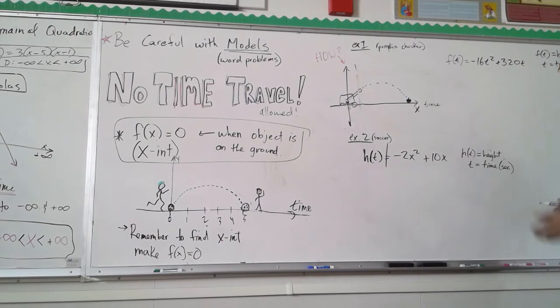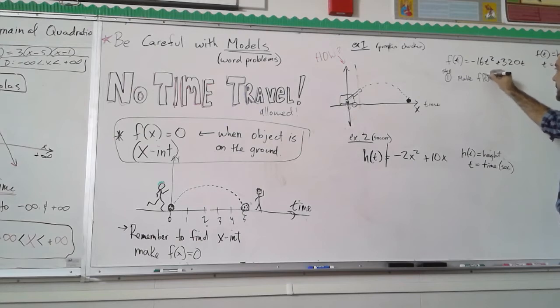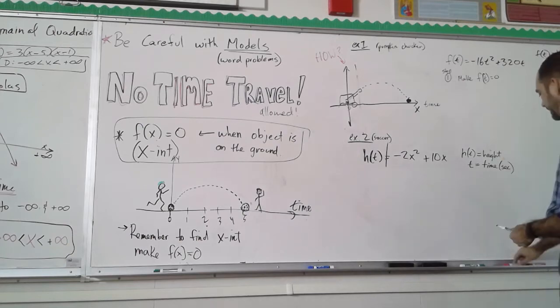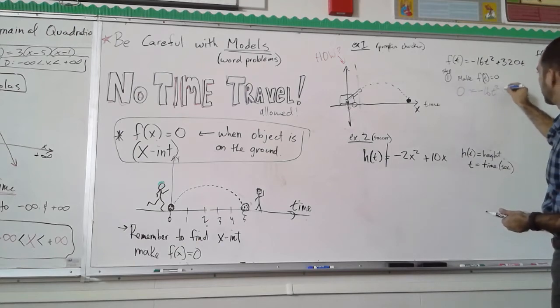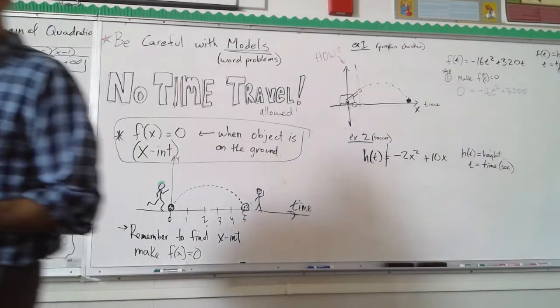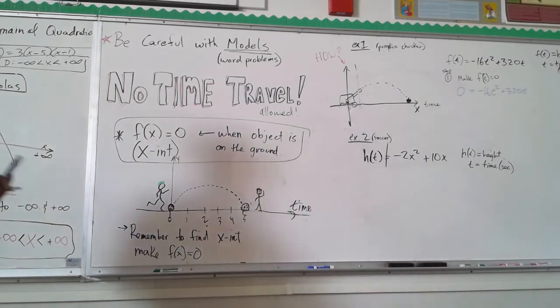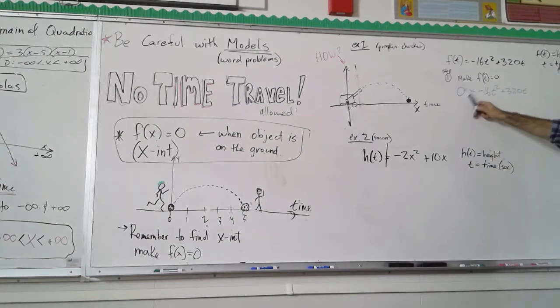So the first step, step 1, we're going to make f of t in this case equal to 0. We're going to go into this formula, or this equation, and do step 1 here, which is make it equal to 0. See, I just took that and made it equal to 0. Because since f of t is height, we're talking about when the height is 0. That's when the ball's on the ground.